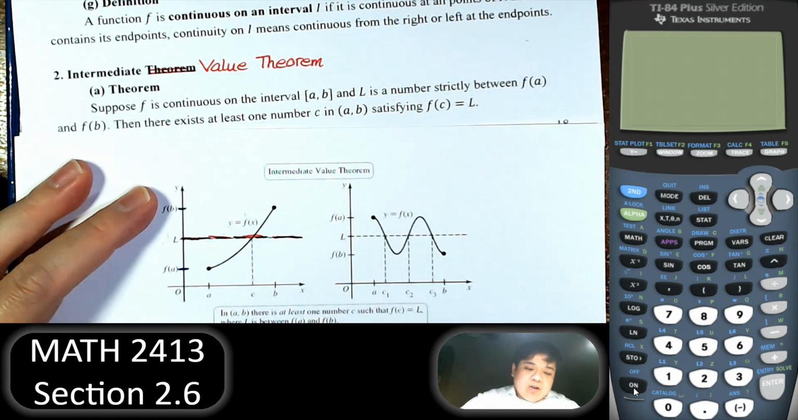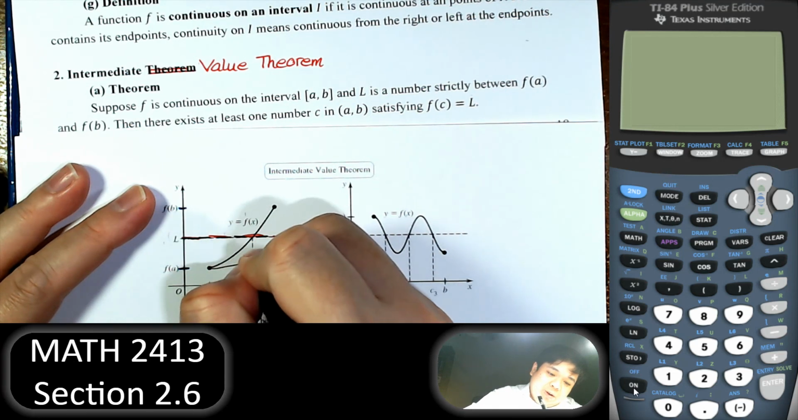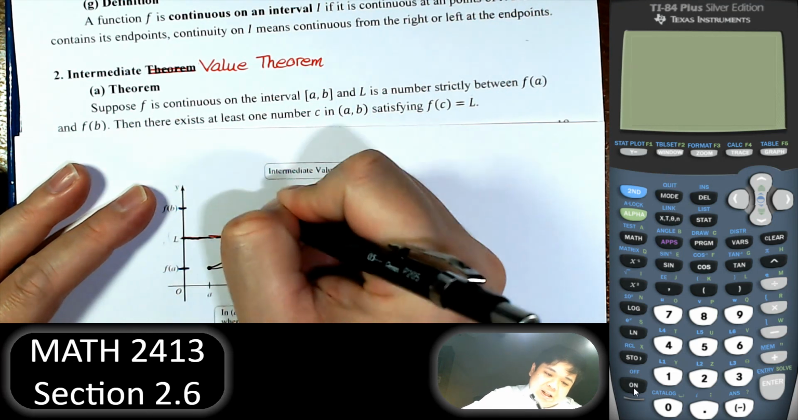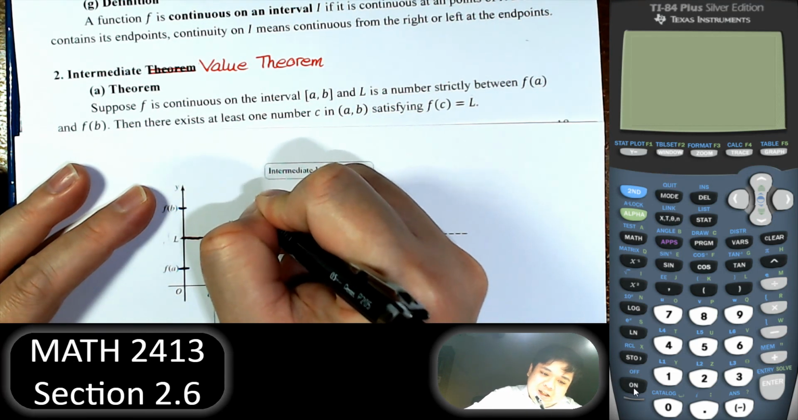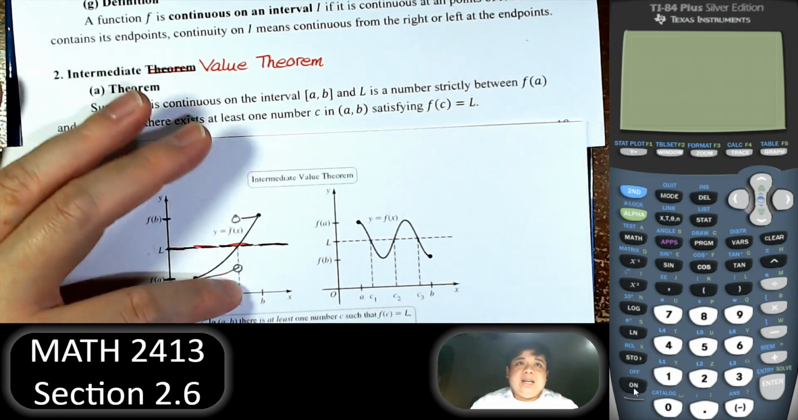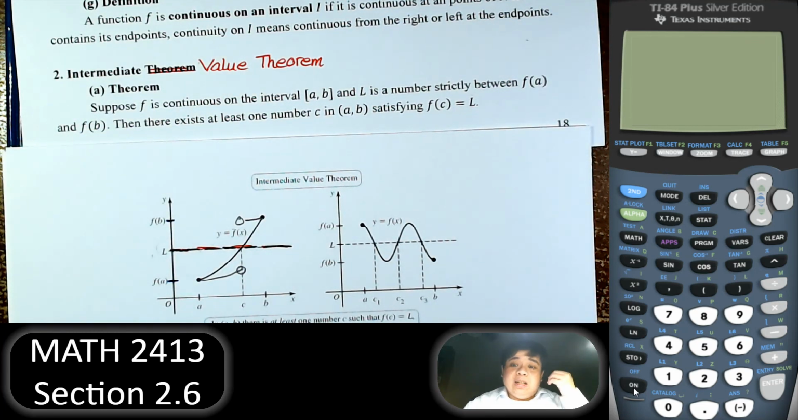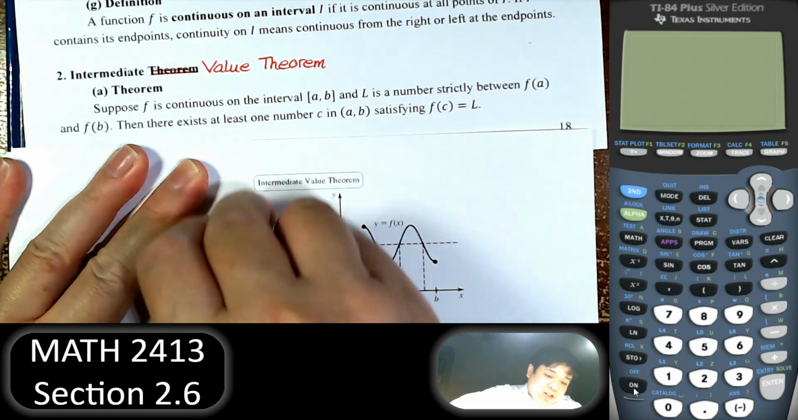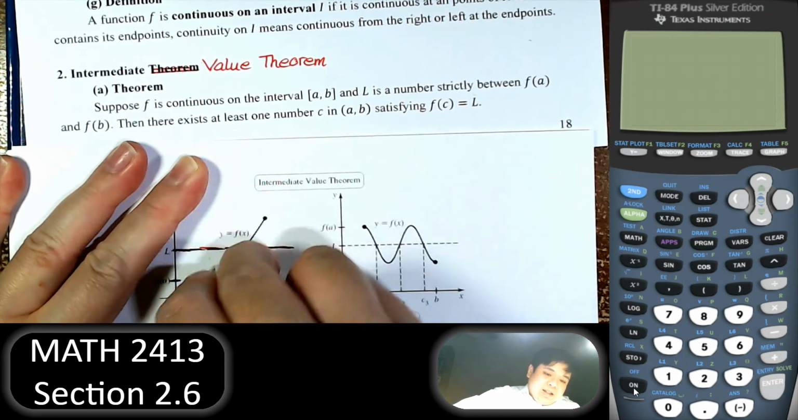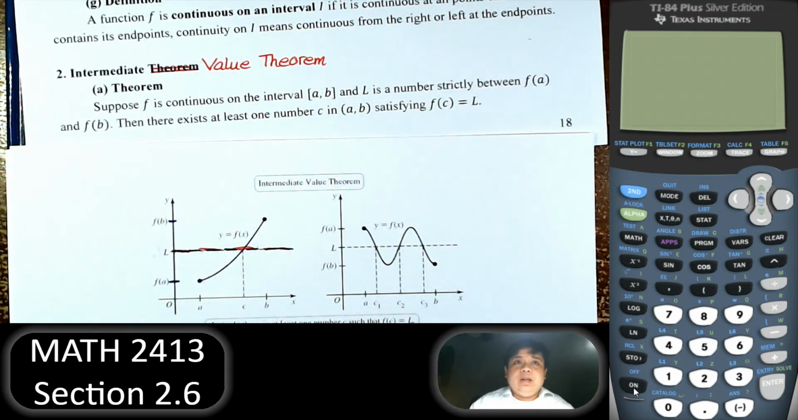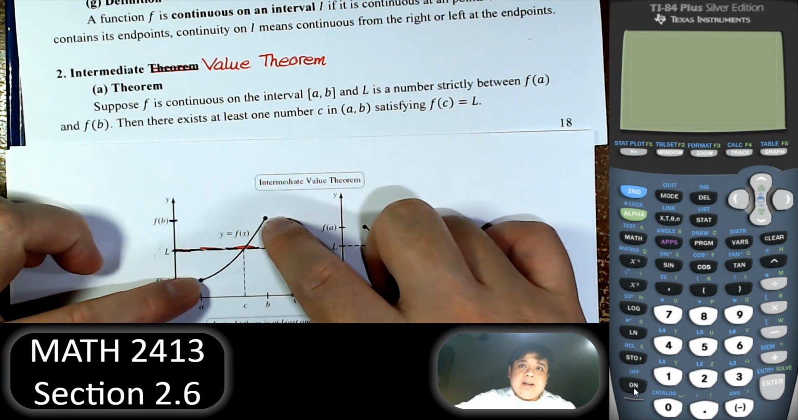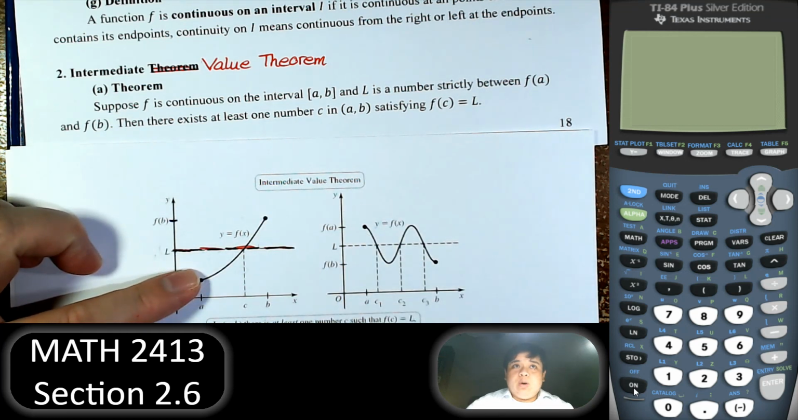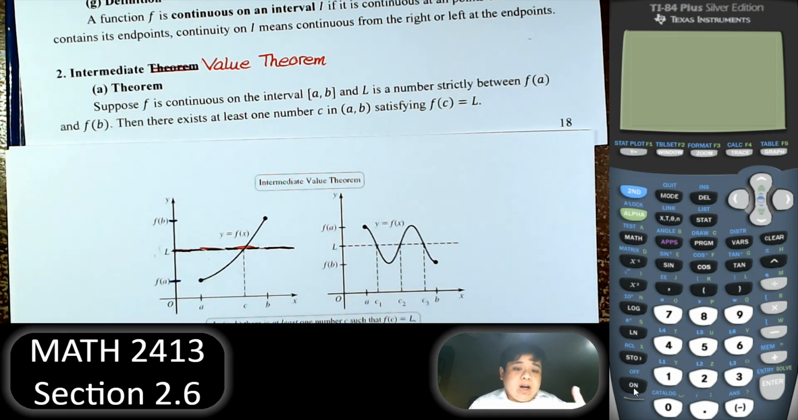Because if it is not continuous, you can say the graph goes like this, and it can skip the line. Because it is continuous, it cannot skip. So if it is continuous and there's a line between the y values at the endpoints, then surely it will have to cut the graph at least one point.